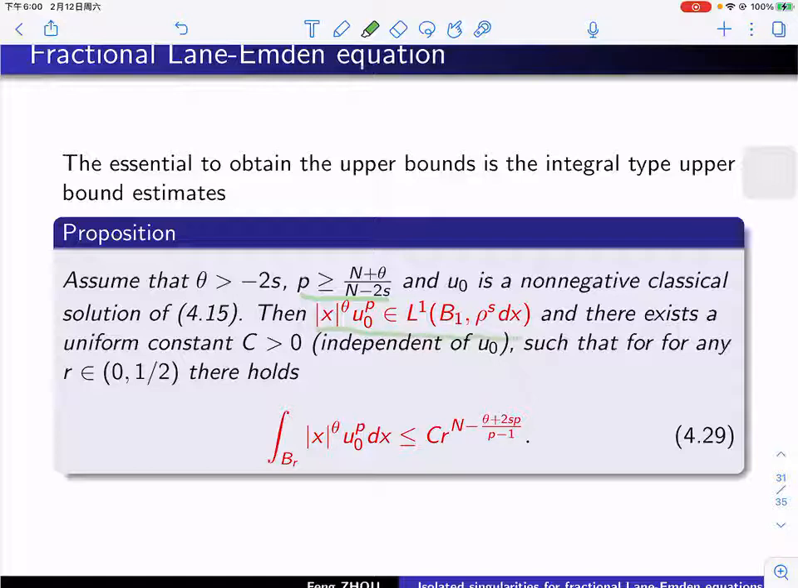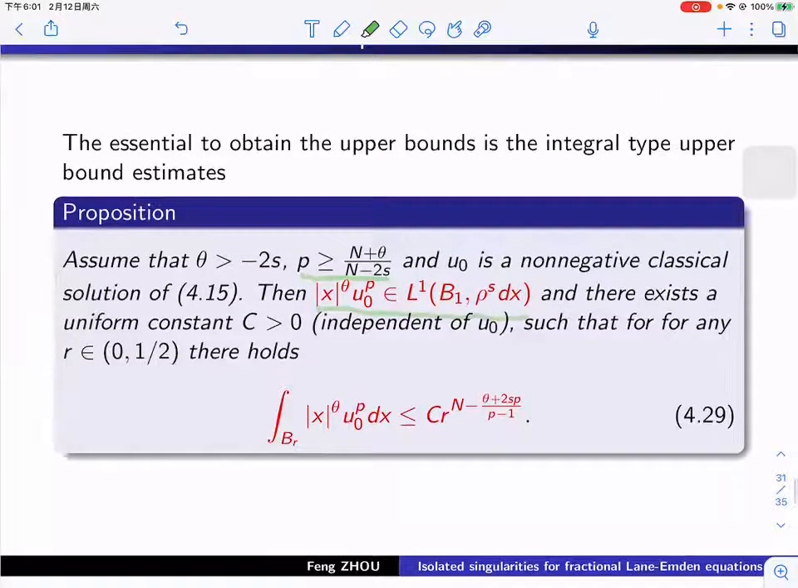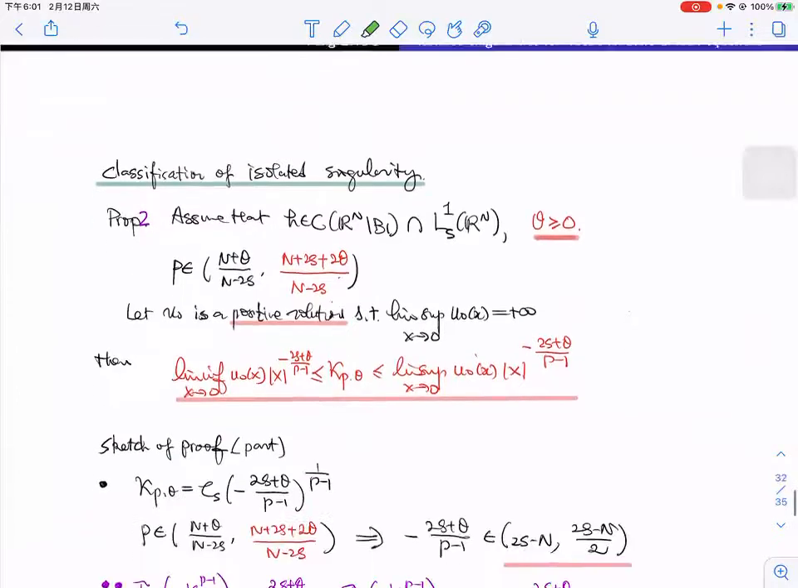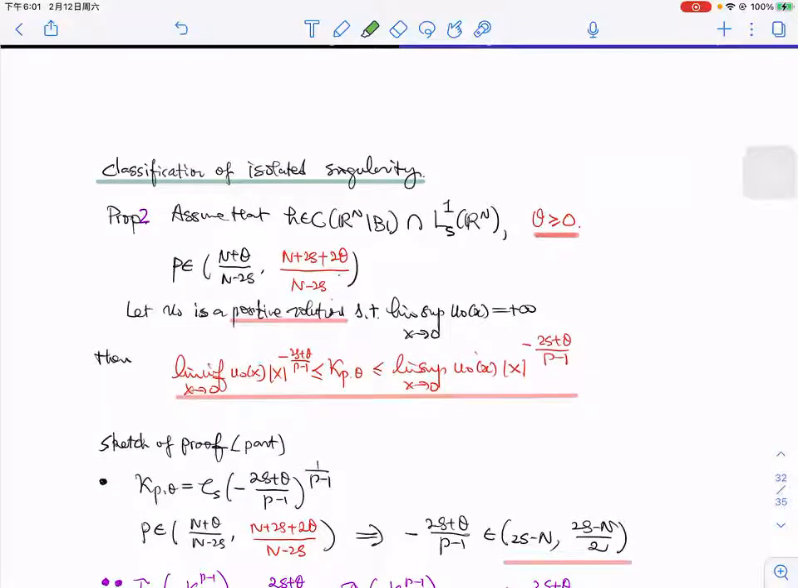It belongs to L1 with the weight ρ^s, where ρ is the distance to the boundary, and for any r smaller than 1/2, the integral of this term with dx is less than this power. So this is a very important estimate.